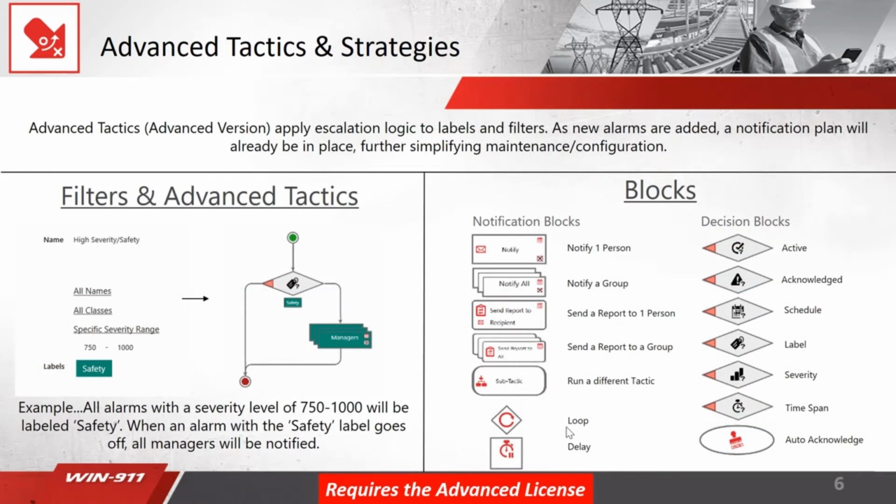In the previous example, I just showed you how to configure a call out based on time of days and notifying a group. You also have the option to make more advanced decision blocks. You have your label, severity, or time span decisions. In this example over here, we're making a decision based on safety, and then if it's a safety, we will contact the managers. I won't discuss everything on this slide, so if you would like to have more information, please pause here before proceeding.